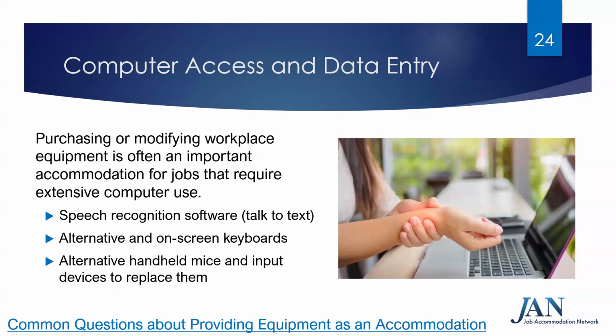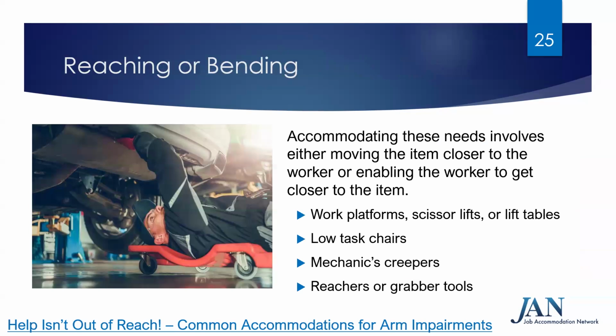Next slide, please. People with back, shoulder, and knee limitations can have difficulty with tasks that require a lot of reaching and bending. In general, how you accommodate these needs would be by either raising or lowering the worker to be closer to the object, or by raising or lowering the object to be closer to the worker.